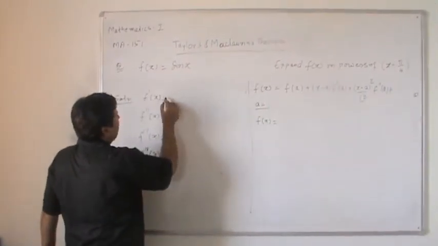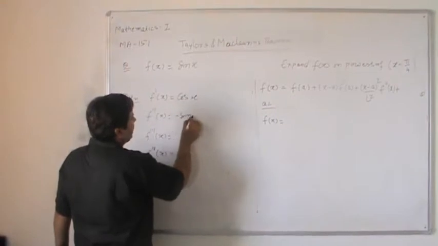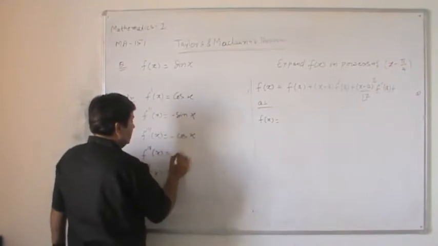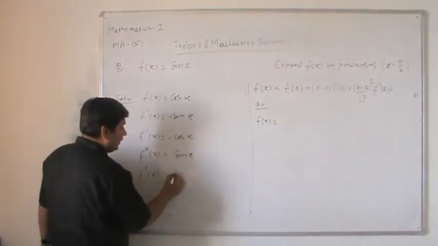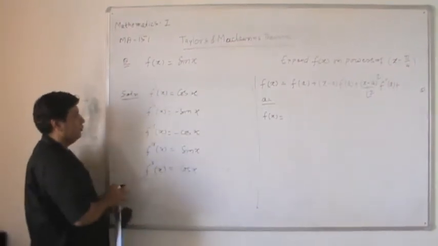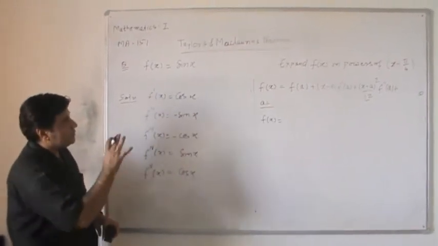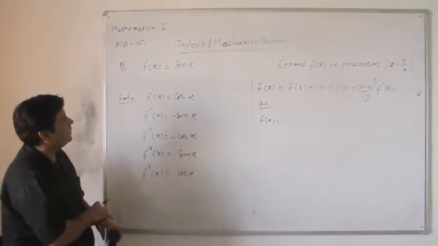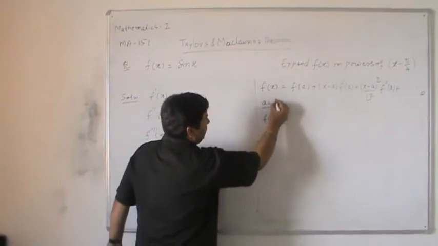So f(x) is sin x, f dash x will be equal to cos x, then we will have minus sin x, then we will have minus cos x, then we will have sin x, and then after this we will again have cos x. So we can go on calculating, but we should stop after the fourth or fifth derivative, because nothing about the remainder term is mentioned in the problem. So we are writing the formal Taylor's infinite series expansion for the function sin x in powers of x minus pi by 4. So we will take a equal to pi by 4.